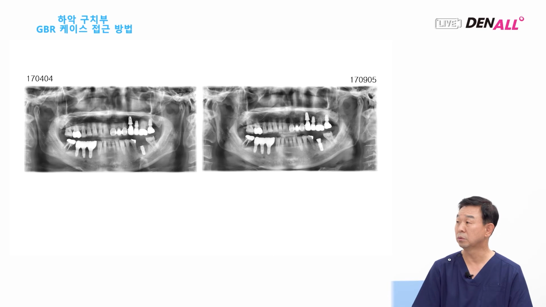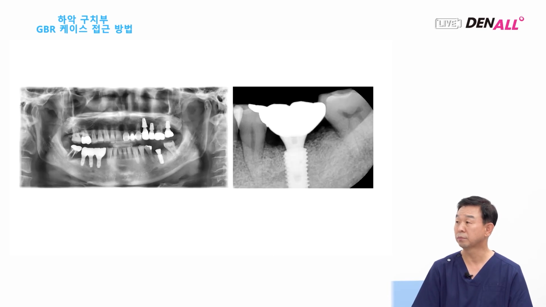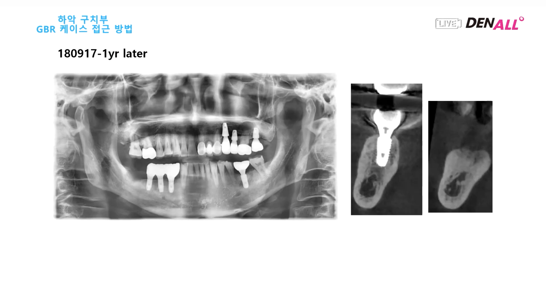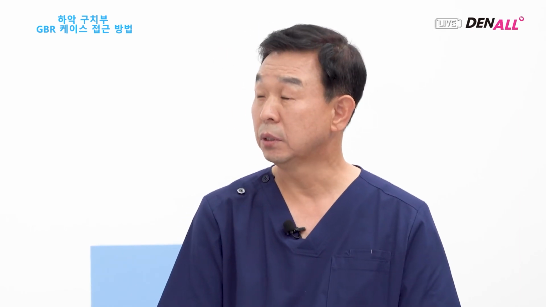This is after the second surgery, after the final prosthesis, CT. After the final prosthesis, the bone is very well formed and maintained. In this case, I prefer to use the smart builder as much as possible. GBR is done together with implant placement simultaneously.